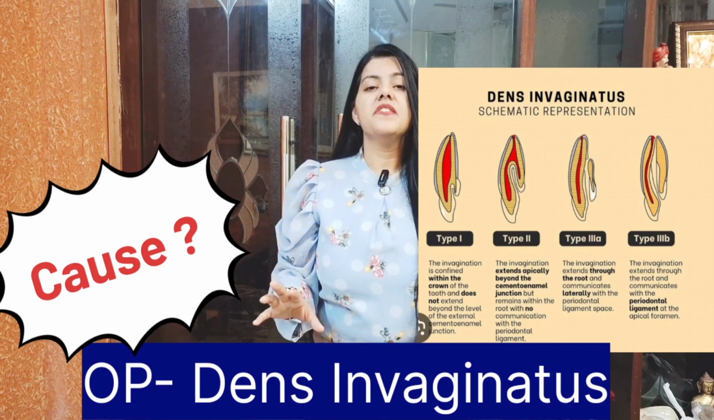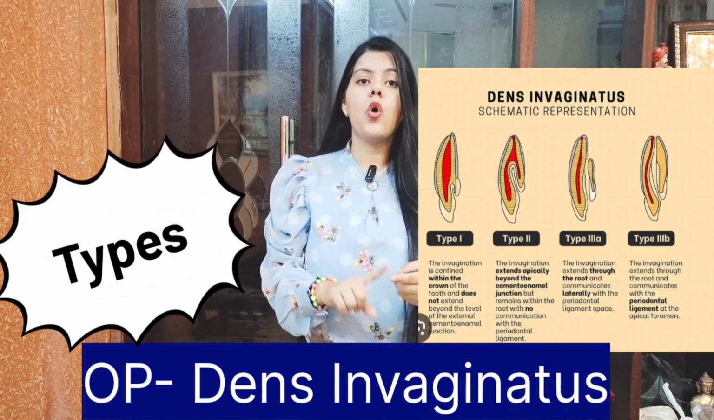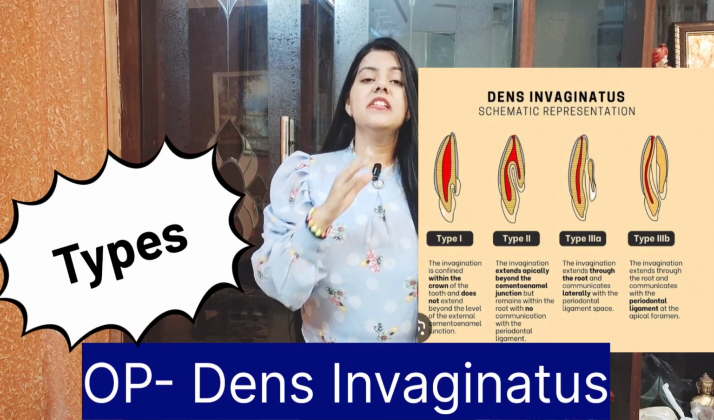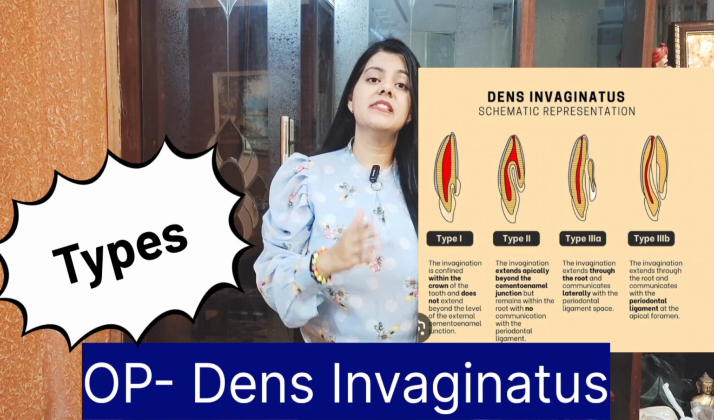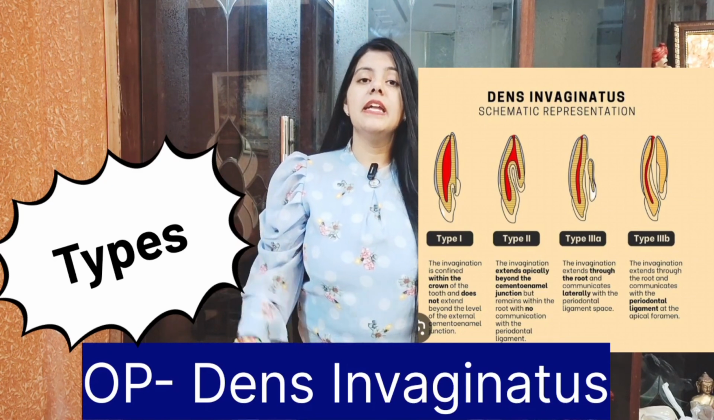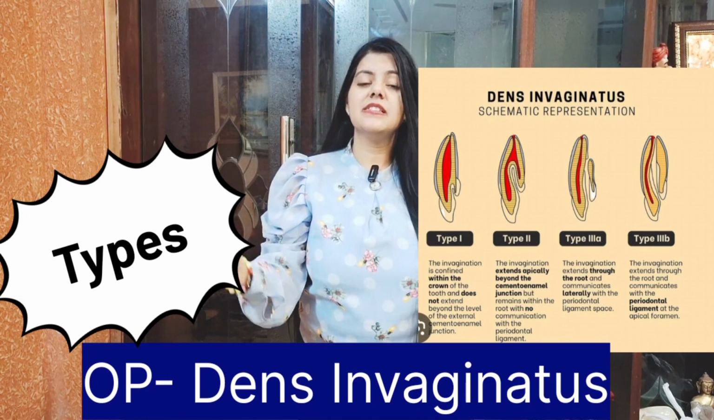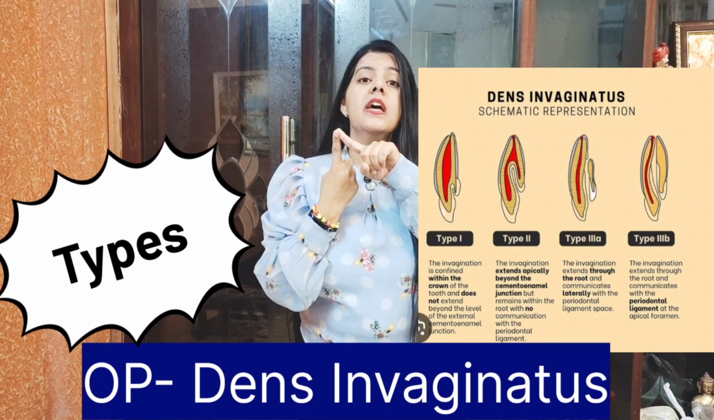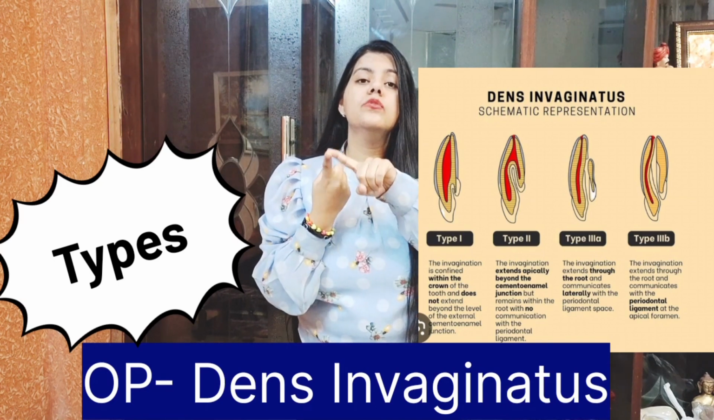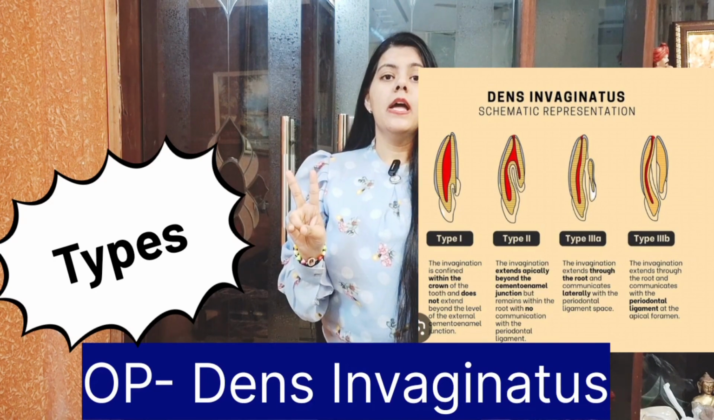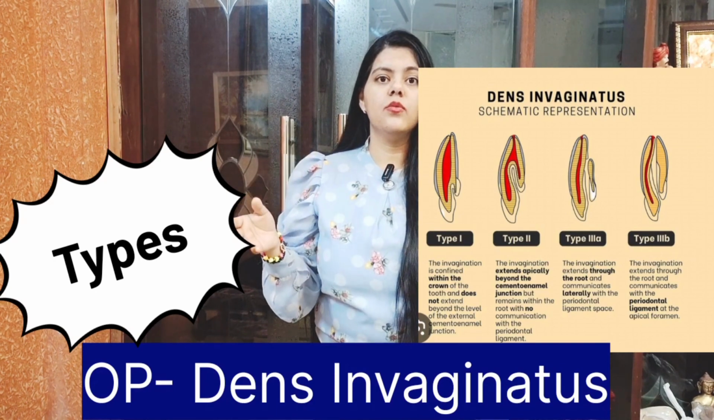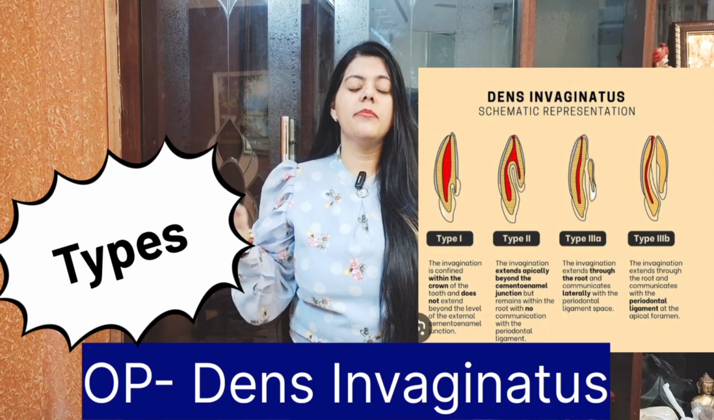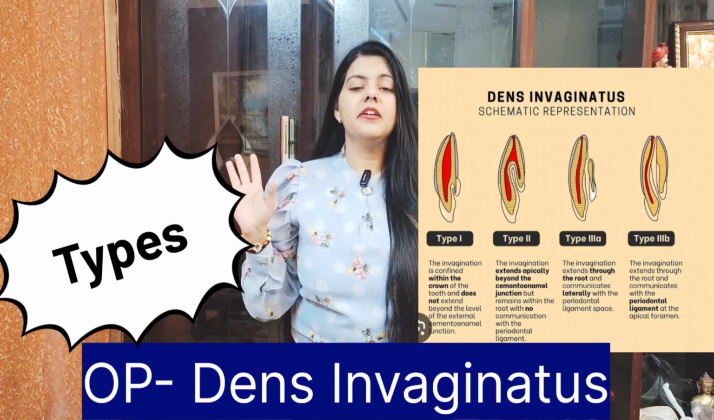Now the types of dens invaginatus: it could be coronal or radicular. So there are two types of the dens invaginatus. One is the coronal dens invaginatus, second is the radicular dens invaginatus. The coronal dens invaginatus is further divided into three types. First one is type 1, which is the invasion that is confined to the crown. In type 2, the invasion extends below the cemento-enamel junction and ends in a blind sac, which may or may not communicate with the adjacent dental pulp.